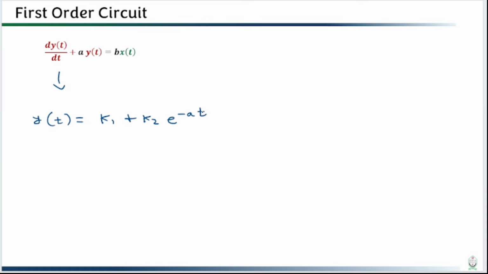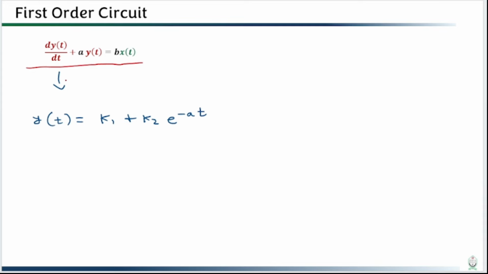We can conclude that if we encounter any first order circuit, from that first order circuit we will have a first order differential equation which will be generally in this order. And here we cannot define the y(t) to be v(t) or i(t), and x(t) to be v(t) or i(t), because depending on the situation we will conclude with an equation like this.